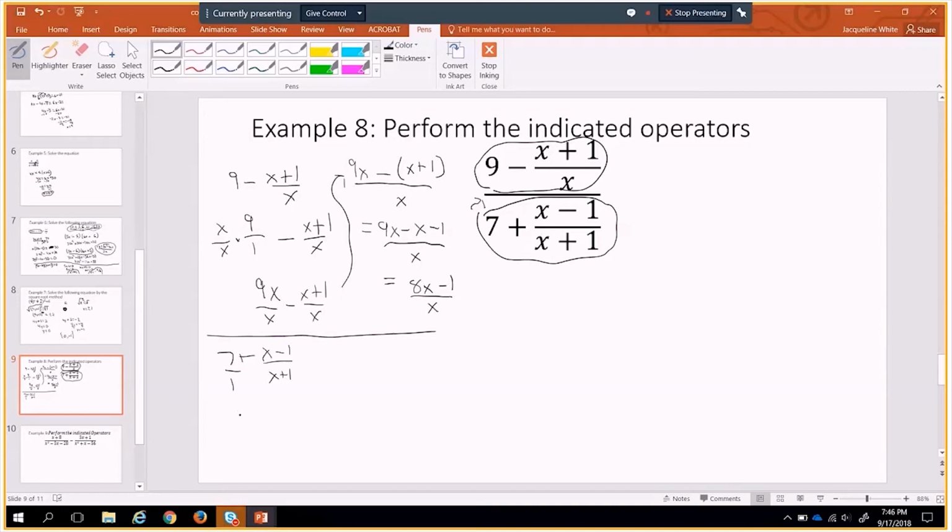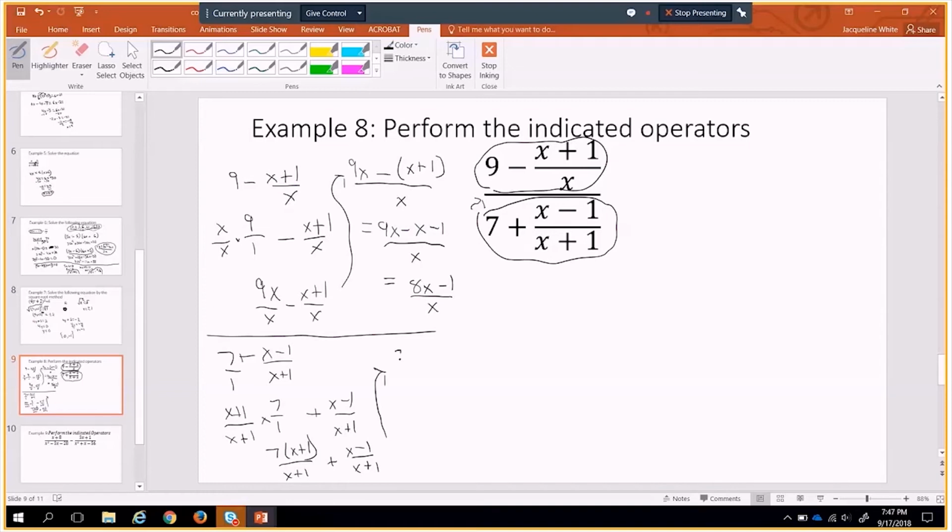So what do? We multiply an x plus 1 over an x plus 1 times that 7 over 1 plus, remember we still have that plus x minus 1 and x plus 1 on this side, right? So then we're going to have 7 times x plus 1 over x plus 1 plus x minus 1 over x plus 1. So now we have the same denominators, we can combine them.